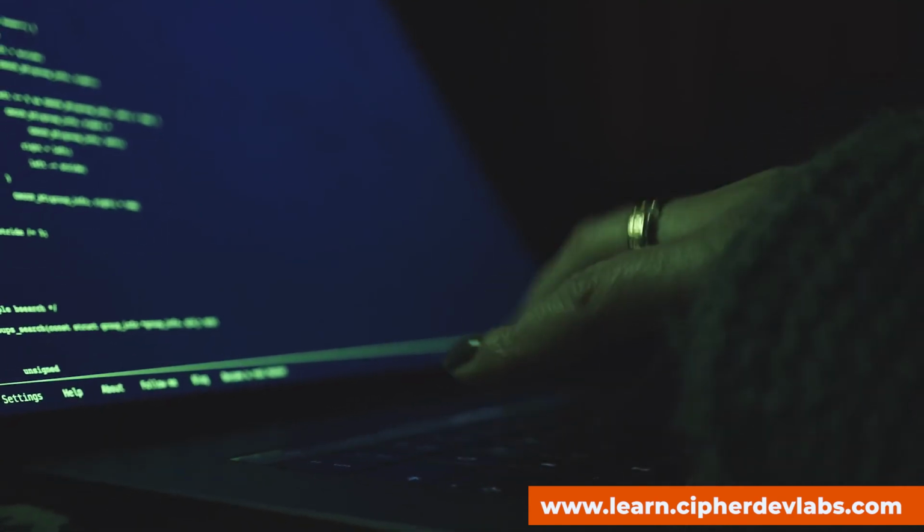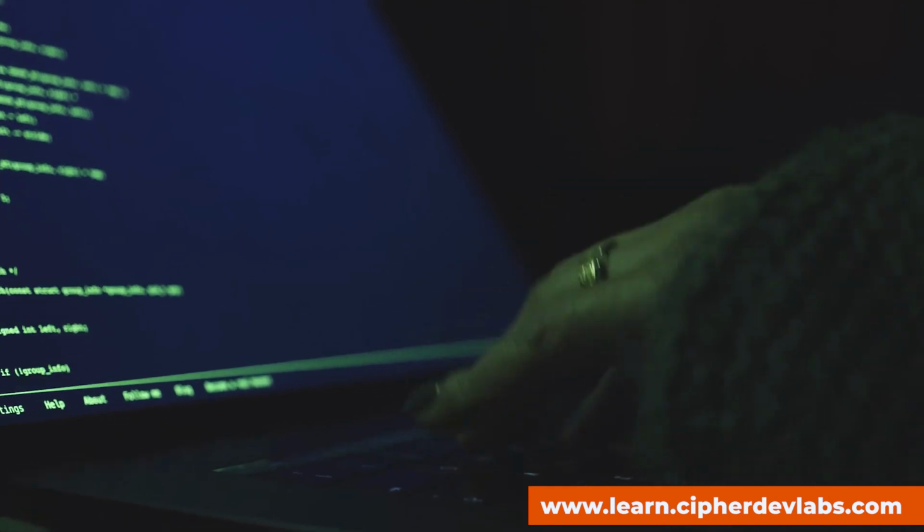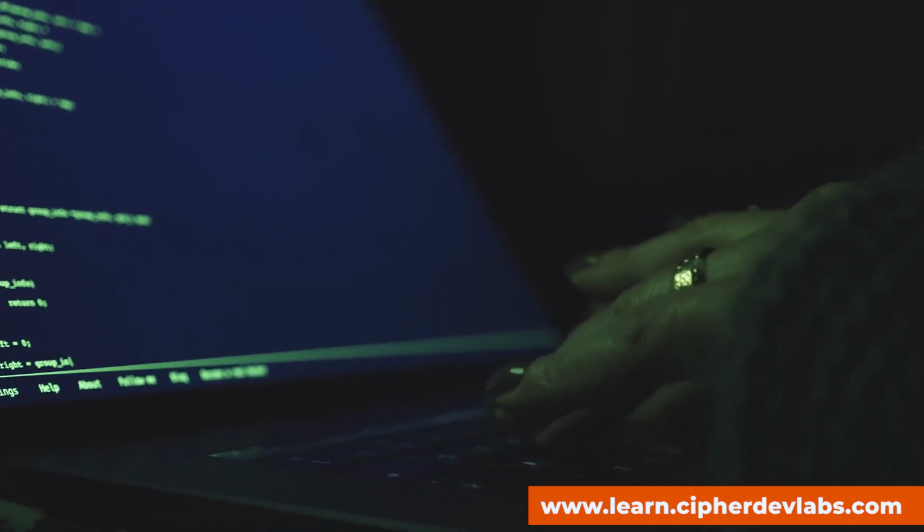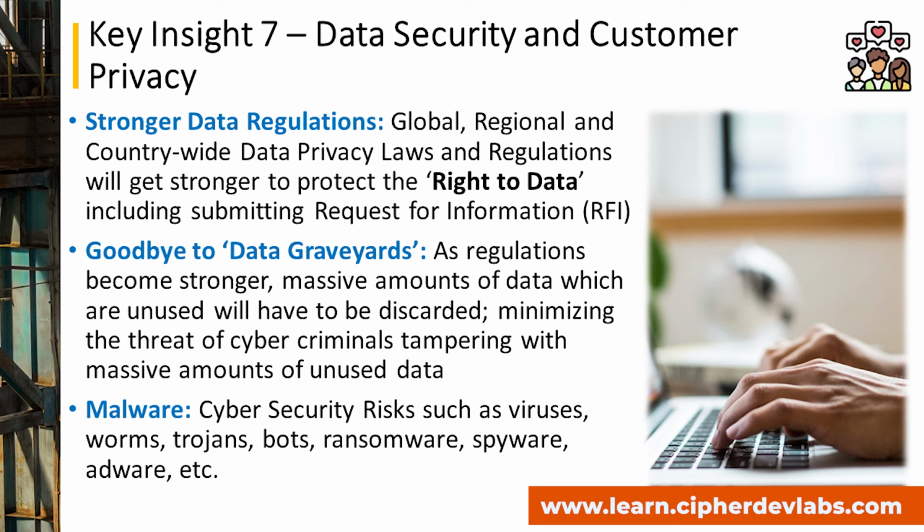Then we also have malware. Cybersecurity risks like viruses, worms, trojans, bots, ransomware, spyware, and adware are becoming very common, and businesses have started to realize the importance of addressing cybersecurity challenges and delivering a great and delightful customer experience whilst protecting the privacy and ensuring data security of all their business data and also customers' data.